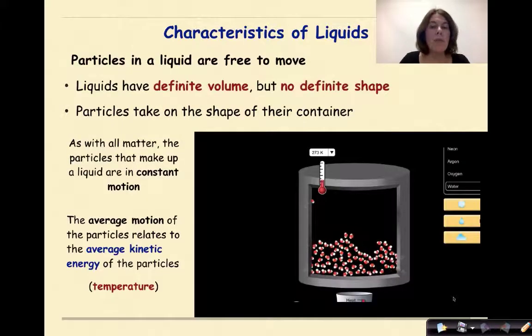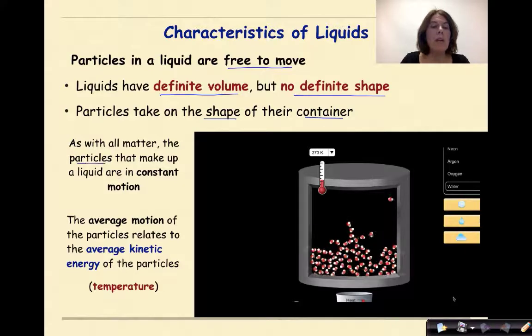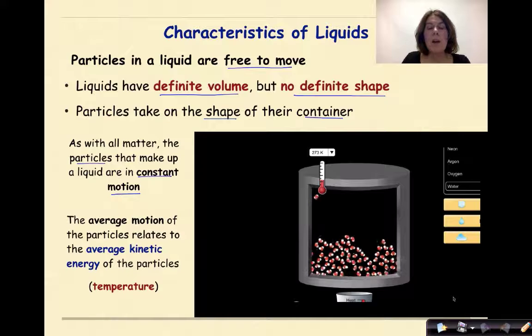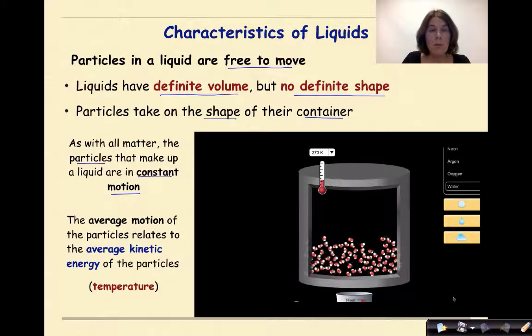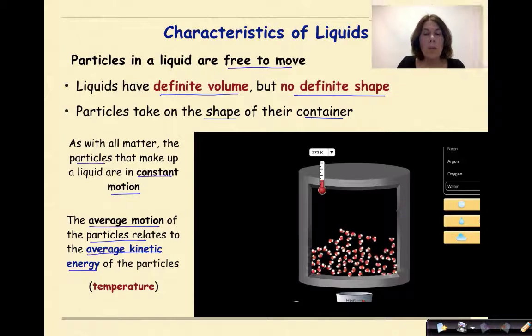Particles in a liquid are free to move. Liquids have a definite shape but no definite volume. Particles take on the shape of their container. As with all matter, the particles that make up a liquid are in constant motion, as we can see in the simulation off to the right. The average motion of the particles relates to the average kinetic energy of the particles, which we know is temperature.